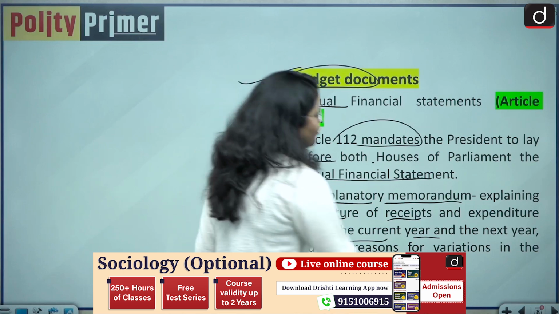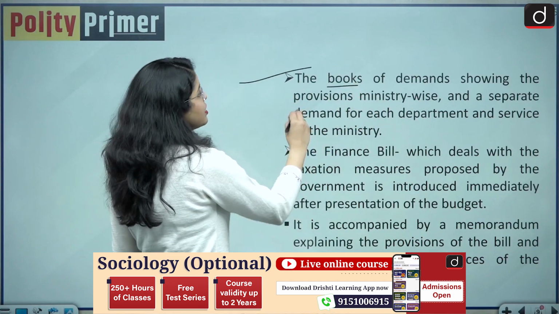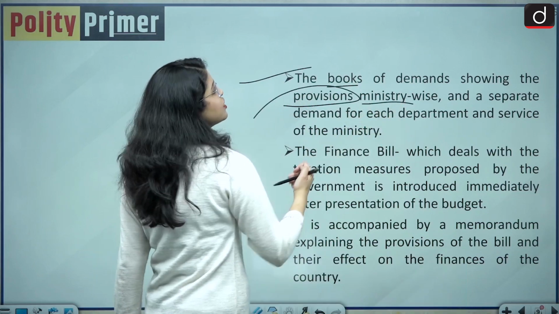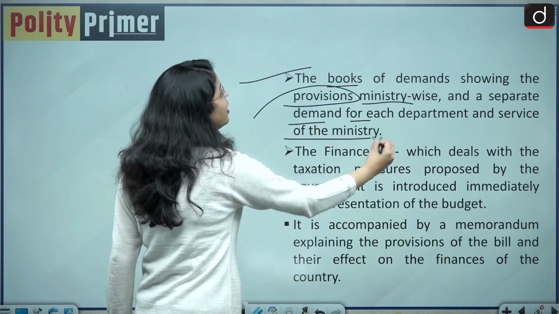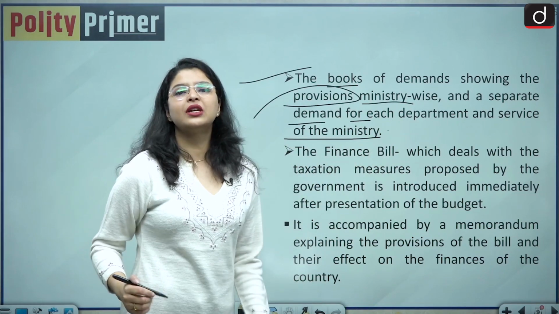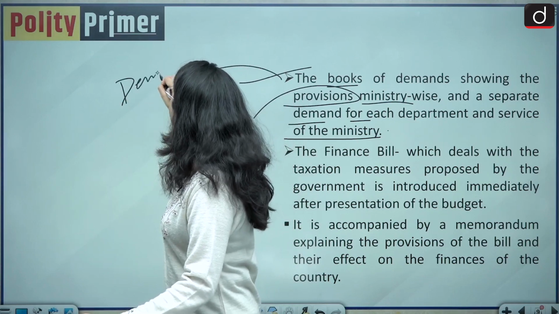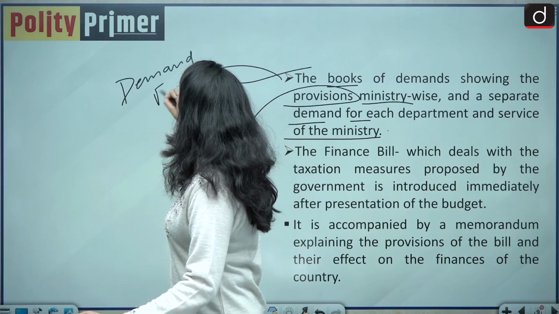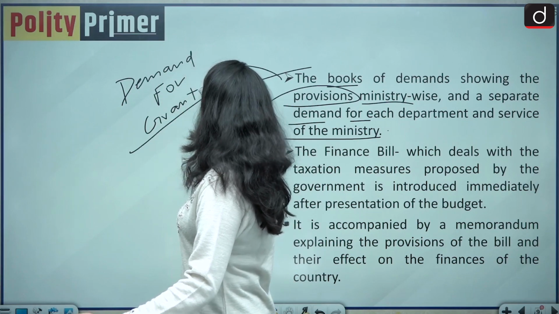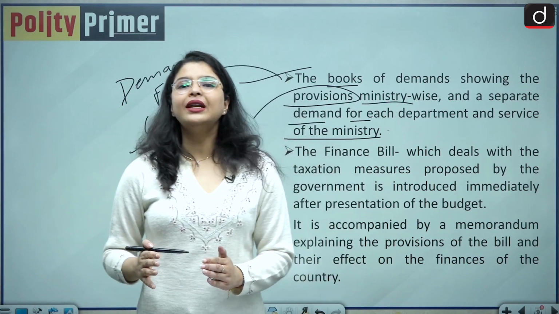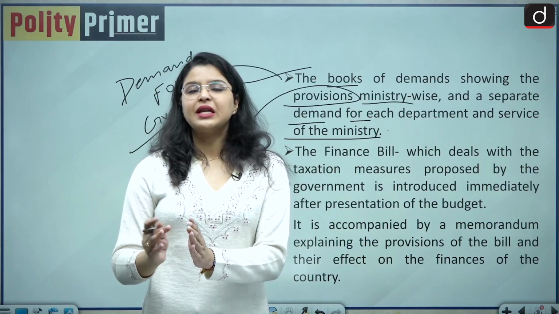Okay, moving forward, the books of demands showing the provisions ministry wise and a separate demand for each department and service of the ministry, and this is popularly known as the demand for grant.